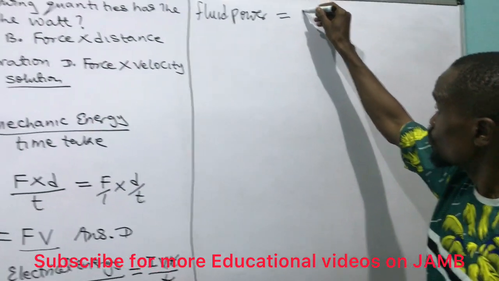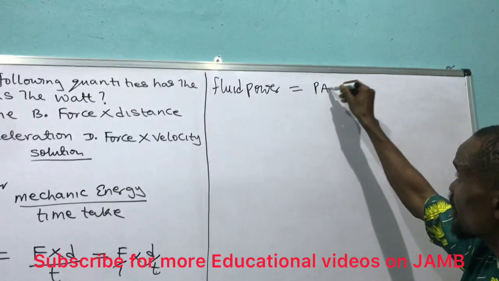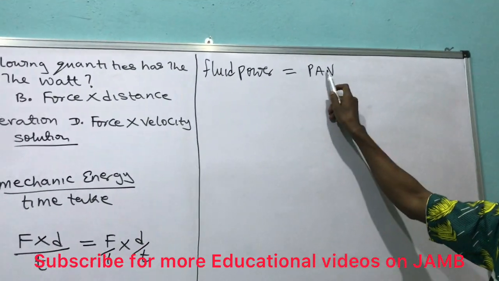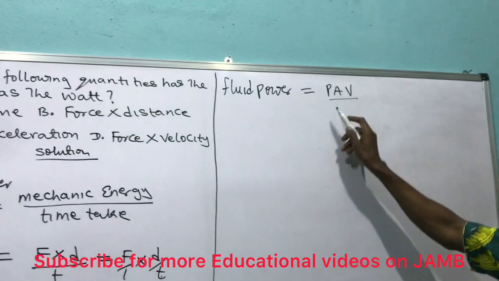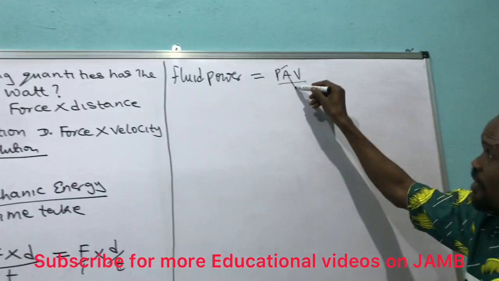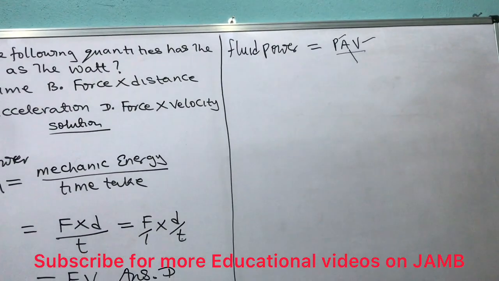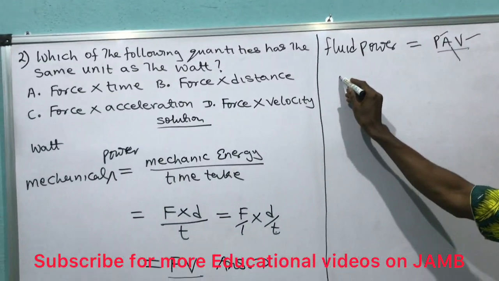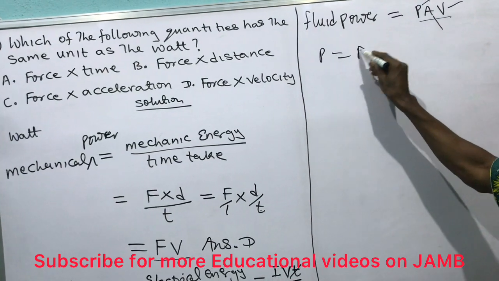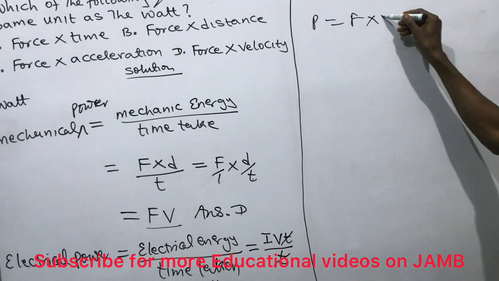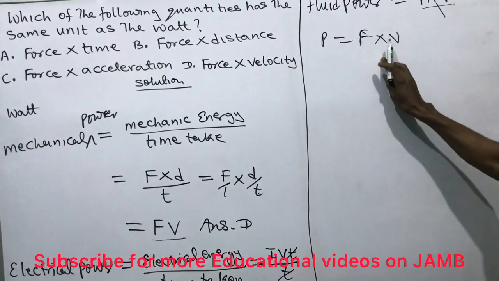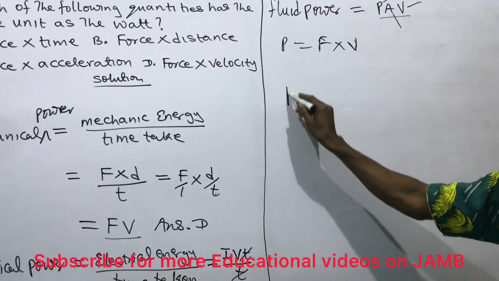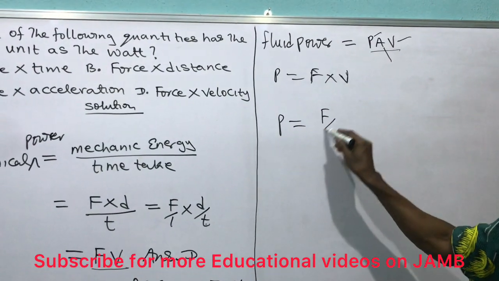Now, we have fluid power equals pressure times area times velocity. This is the pressure, this is the area, and that is the velocity. If you look at what we have here, mechanical power is force times velocity. Are you getting me? Force times velocity is mechanical power. Then you remember that pressure is equal to force over area.